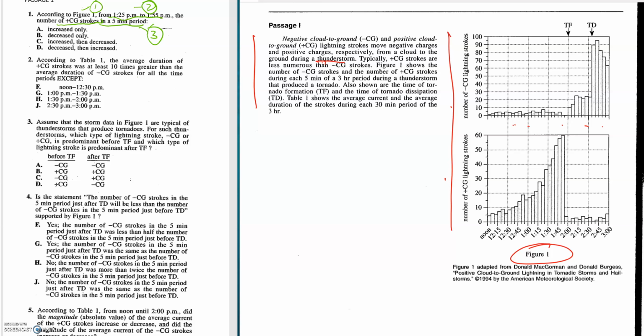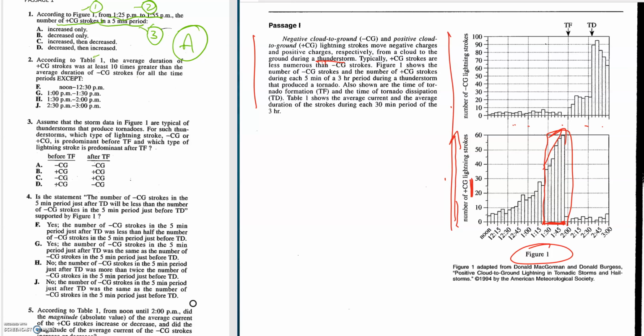From 125 to 155, step 2 is find 125. So this is 115 to 130, so it goes 115, 120. So 125 is here. To 155, that's going to be here. So we're looking at this area. Getting up here and across, we're looking at that. The number of plus CG, so what is this? It's plus CG, so this goes up here. What did it do? Well, look at that. It increased. And that would be A. That's that one done.